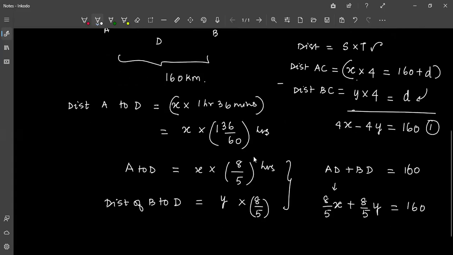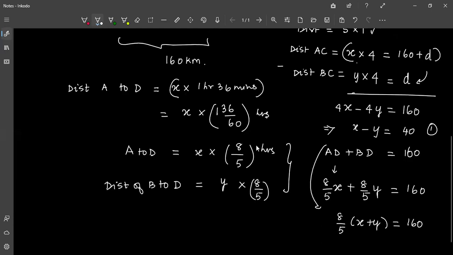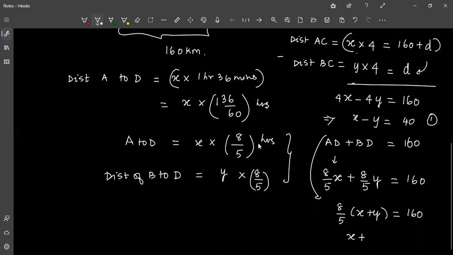Maybe we could have simplified the earlier equation. I'm just recognizing it. So x minus y, we could have kept it as 40. I'm dividing the whole equation by 4. So this becomes the first equation. Now on to this equation, we can take 8 by 5 common out. It becomes 8 by 5 times of x plus y, which is equal to 160. And x plus y is equal to 5 over 8 times of 160.